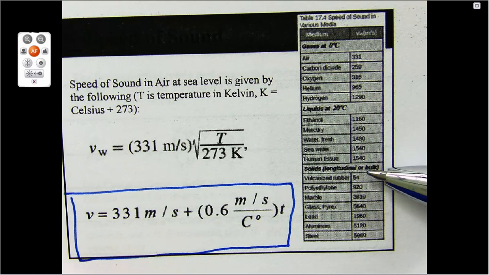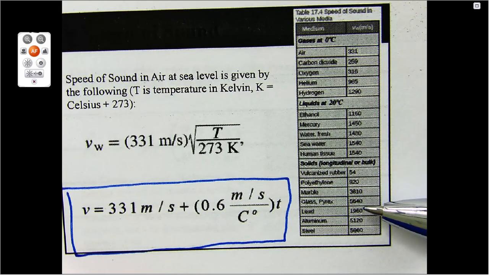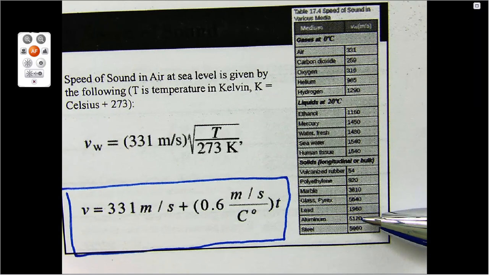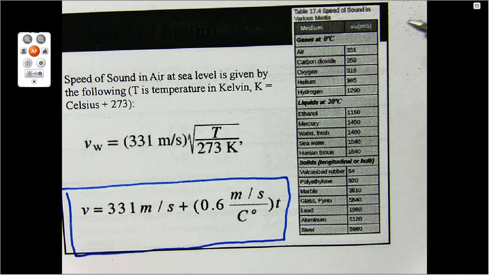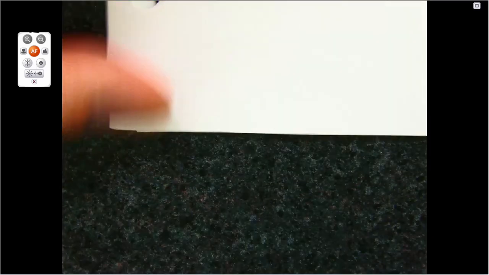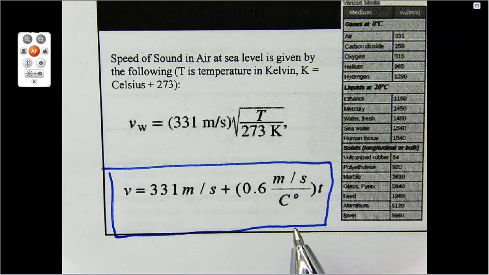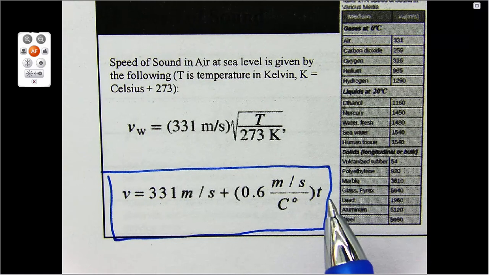Then when we go to solids, here's glass, 5640. It looks like lead, 1960. Aluminum, 5120. And steel, 5960. So a lot faster in metals than in air, than in water. Yeah, every problem you're going to have to adjust for the temperature of the air. And that's the first problem we do right away.